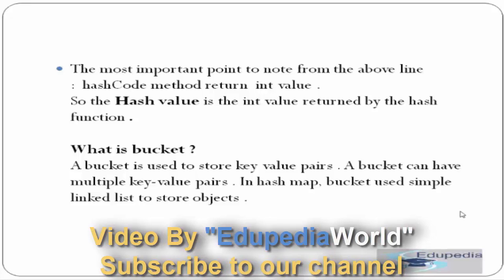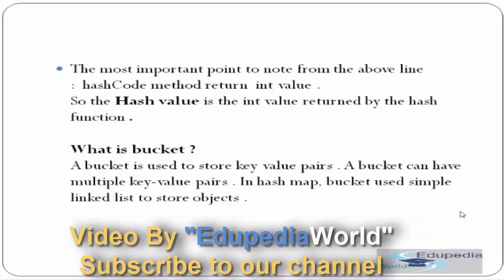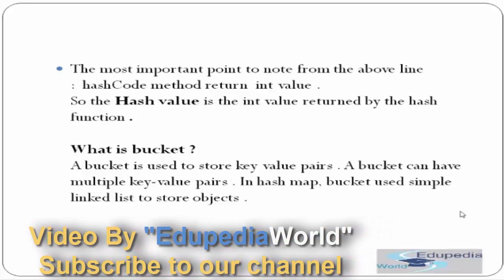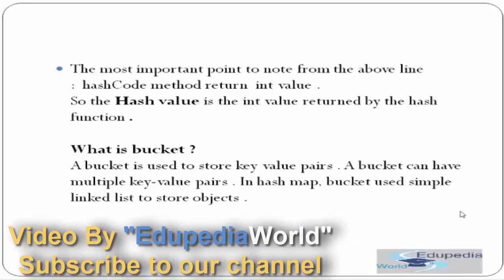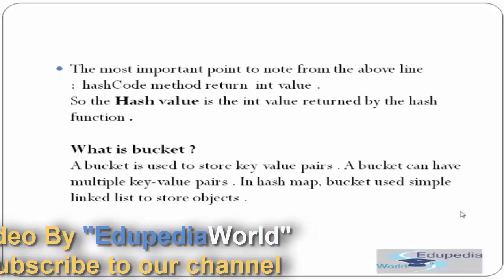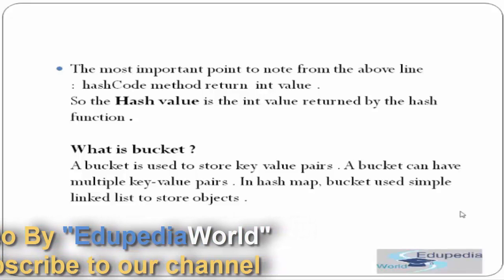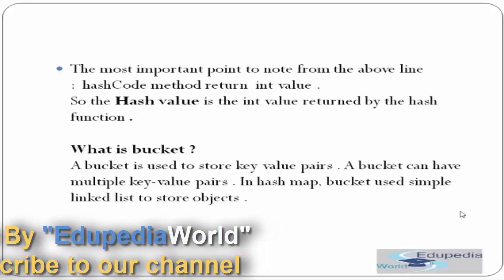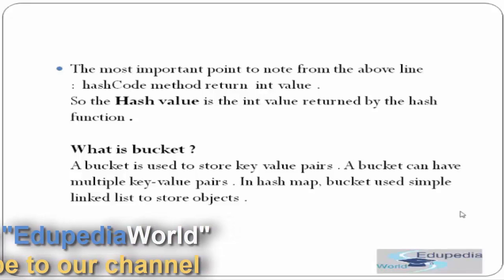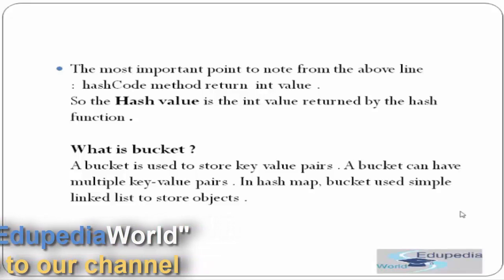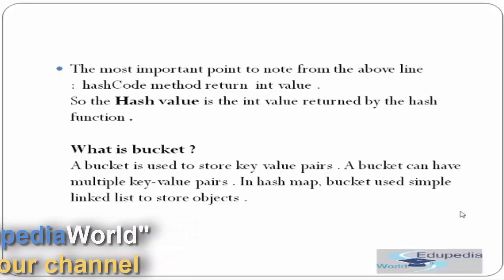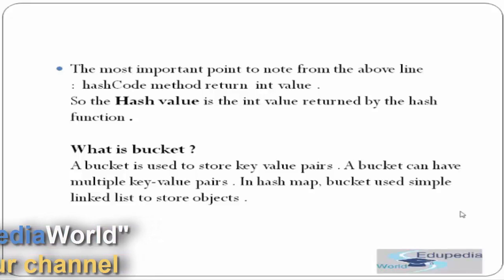Now let's see what a bucket is. Well, a bucket is used to store key value pairs. A bucket can have multiple key value pairs, and in HashMap, a bucket uses a simple linked list to store the objects. So it stores key value pairs, and it can even store them in a linked list where it can store multiple key value pairs. Each element of the linked list has one key, one value, a hash value, and a link to the next element. So each element of your linked list has four things.